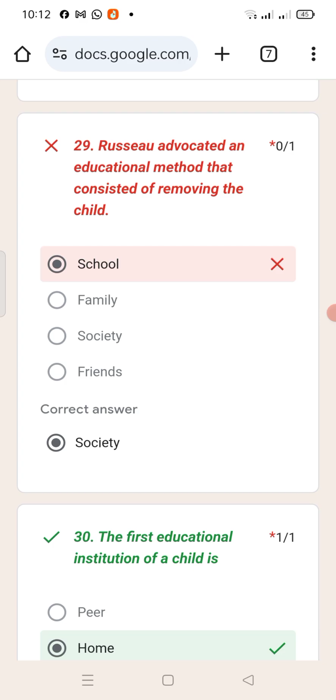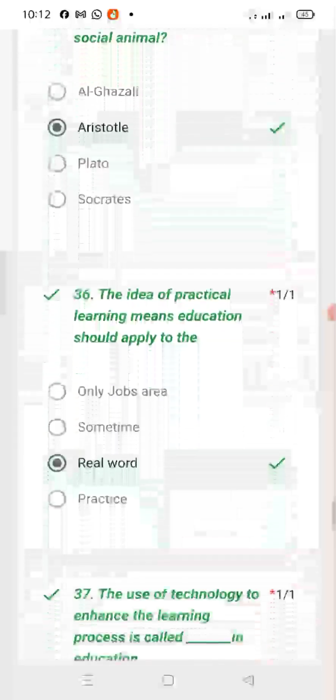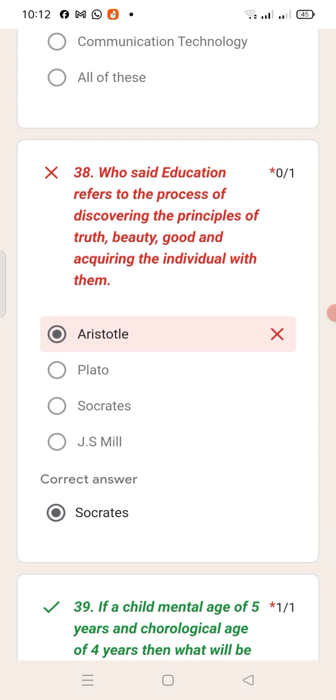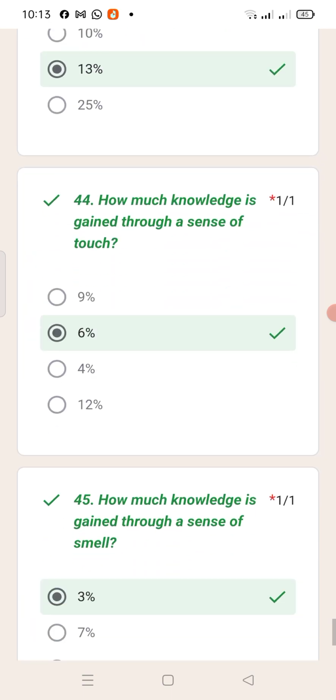ये सोसाइटी है, आई थिंक स्कूल है, लेकिन फिर भी आप भी देख लें. मेरे ख्याल में स्कूल था. बहरहाल, चलें 38 वाला ये सोक्रेटिस था. चलें, तो बाकी आई थिंक करेक्ट है.